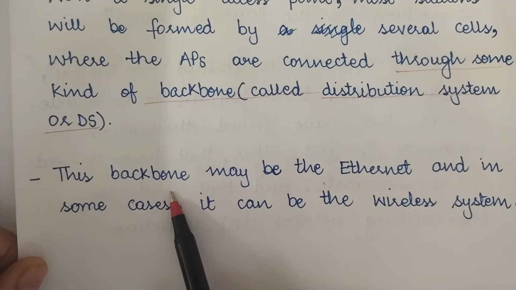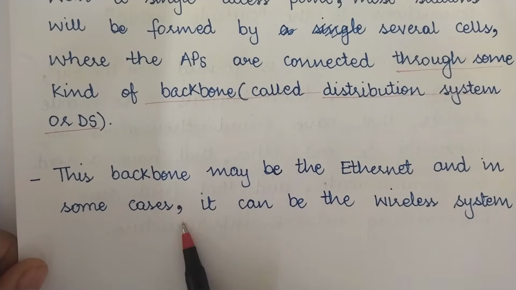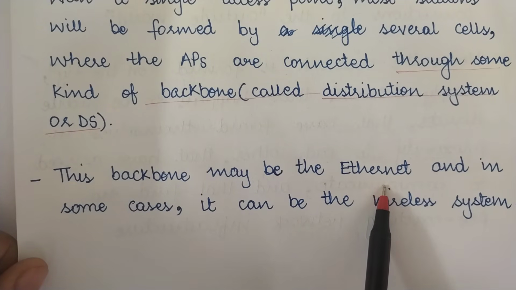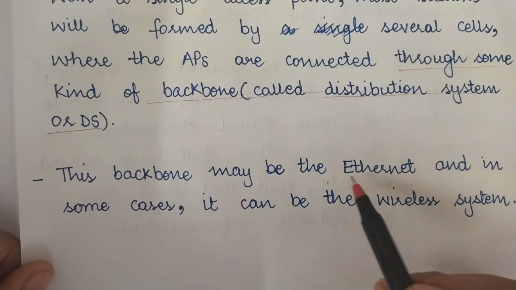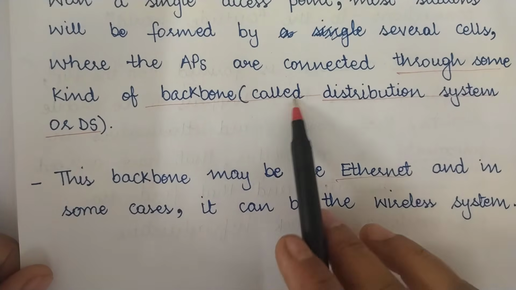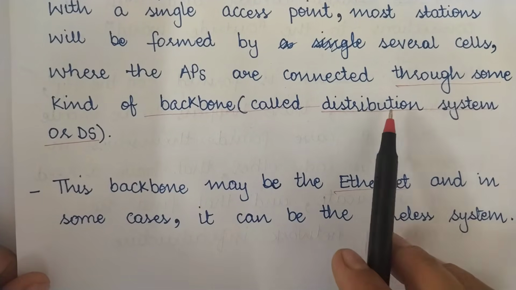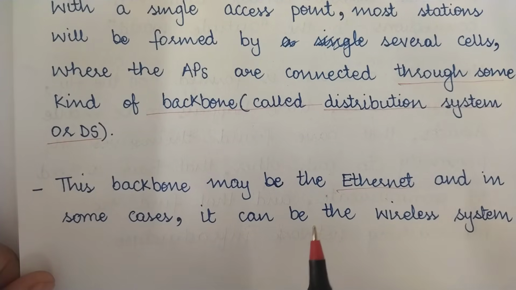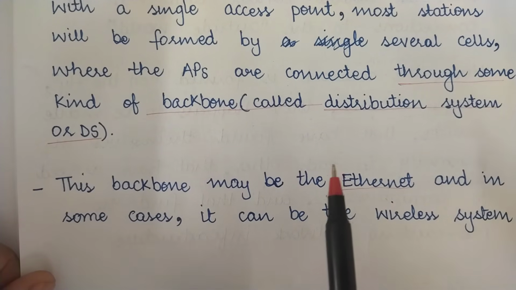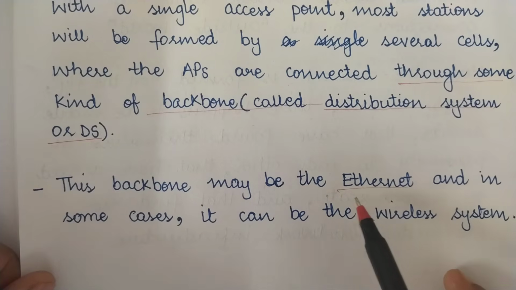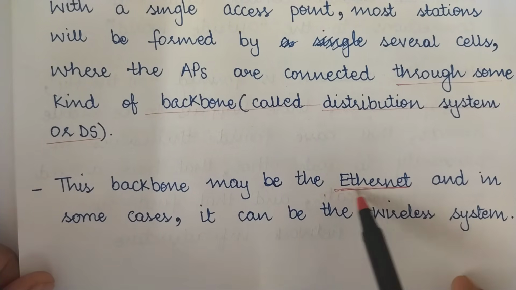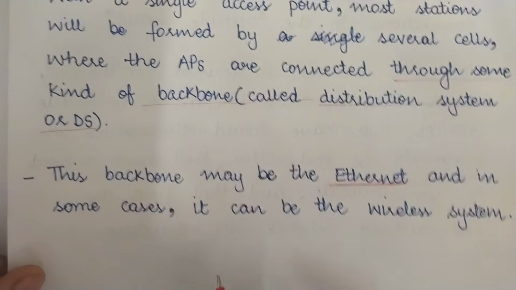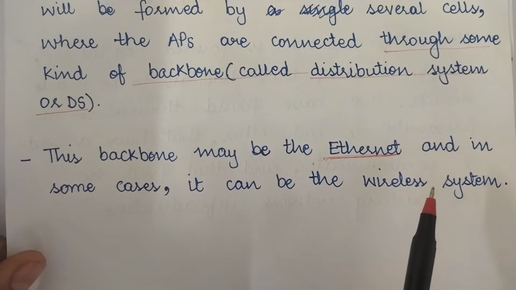Now this backbone, which is the distribution system, may be Ethernet, and in some cases it can be a wireless system, right? So as I said, all the APs are connected to the wired LAN. So this wired LAN is the Ethernet cable, and this is the distribution system that we are talking of. So all the APs are connected to some wired LAN, and this wired LAN is called the distribution system. And what cabling are you using? This is the Ethernet cable that is used in the case of wired LANs, but in some cases it can be a wireless system also.